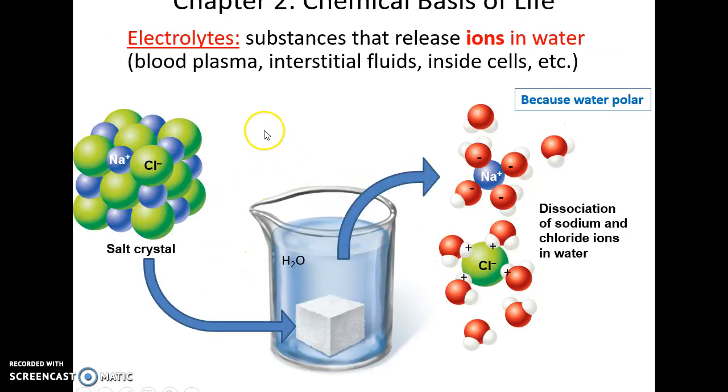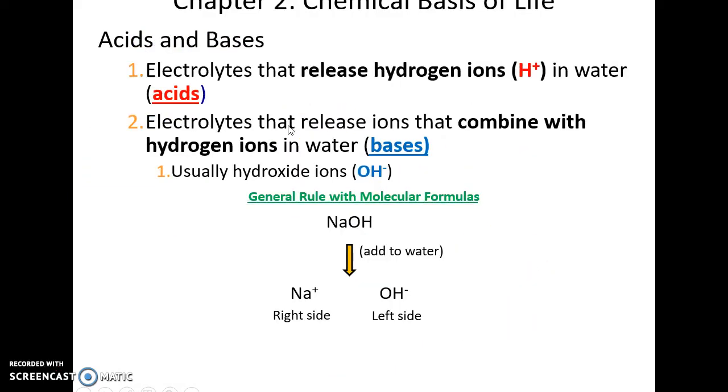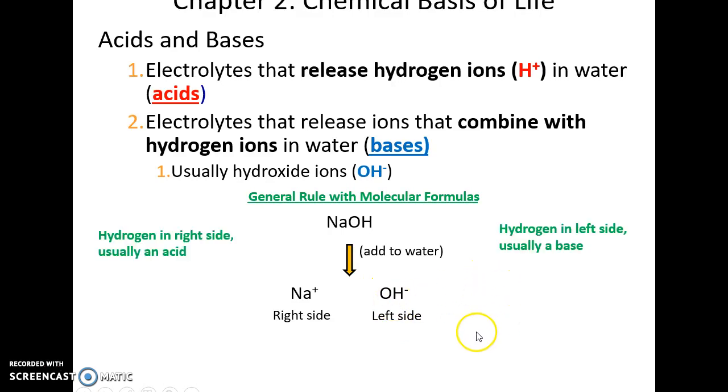Electrolytes are substances that dissolve in water to produce ions. So basically, sodium chloride is an example of an electrolyte. Acids are also electrolytes. They are electrolytes that release hydrogen ions, and bases are electrolytes that release an ion that can bind to the hydrogen ion. Often, this is hydroxide ion, OH negative. So for instance, sodium hydroxide, when put in water, will give you a sodium ion and a hydroxide ion with a negative charge to that.